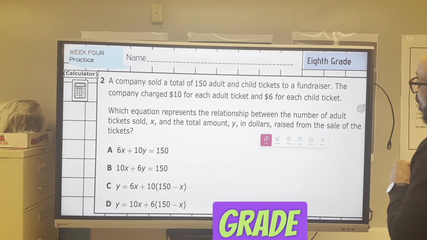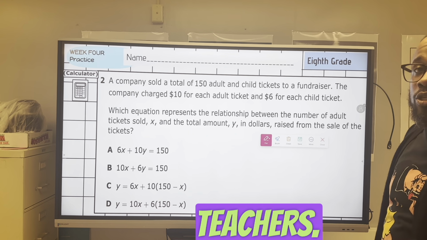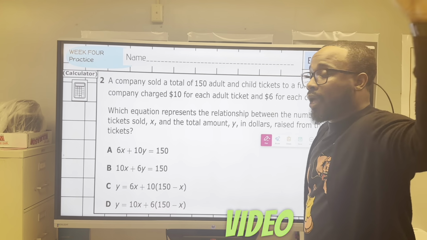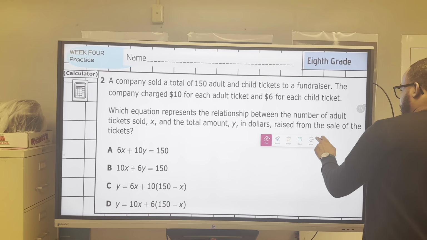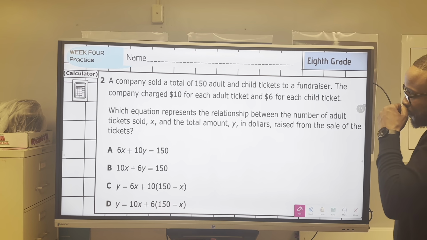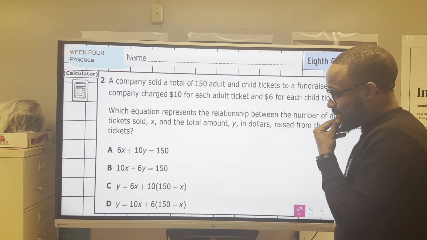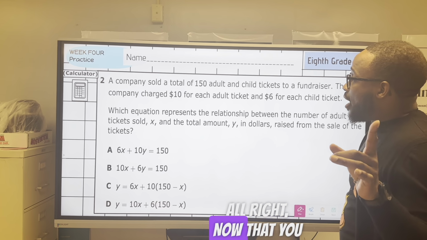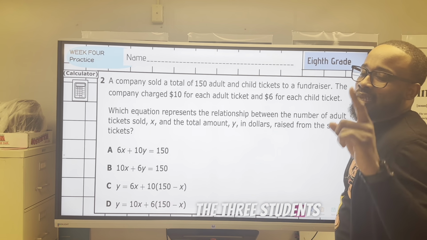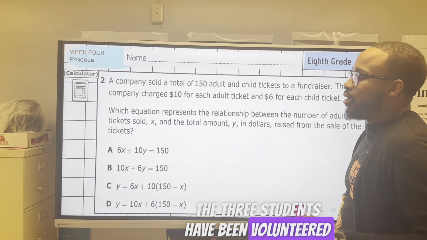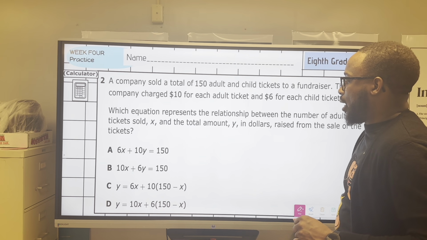This is our 8th grade problem for the week. Teachers, if you can, pause the video and have each student read this to themselves. All right, now that you all have read it to yourselves, teacher, have 3 students volunteered to read this problem out loud.